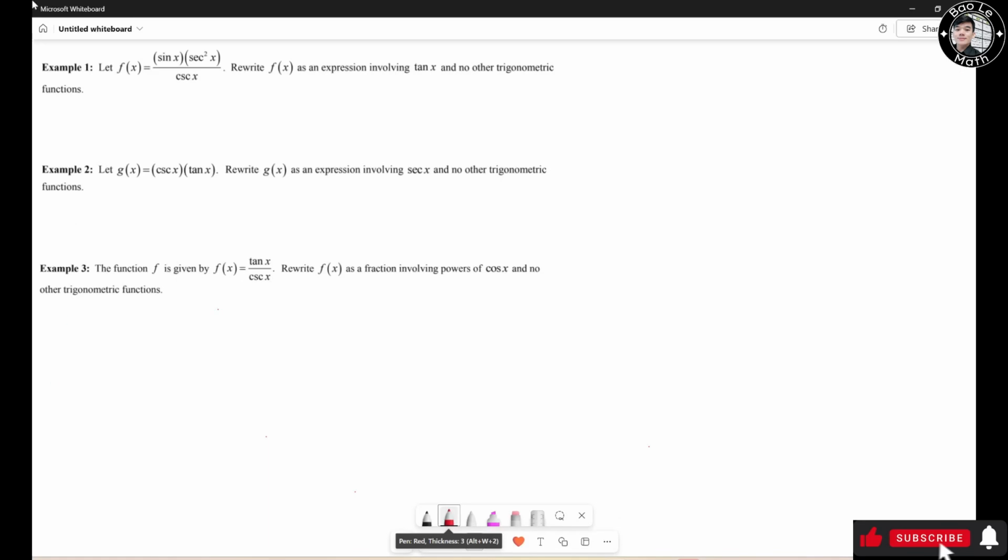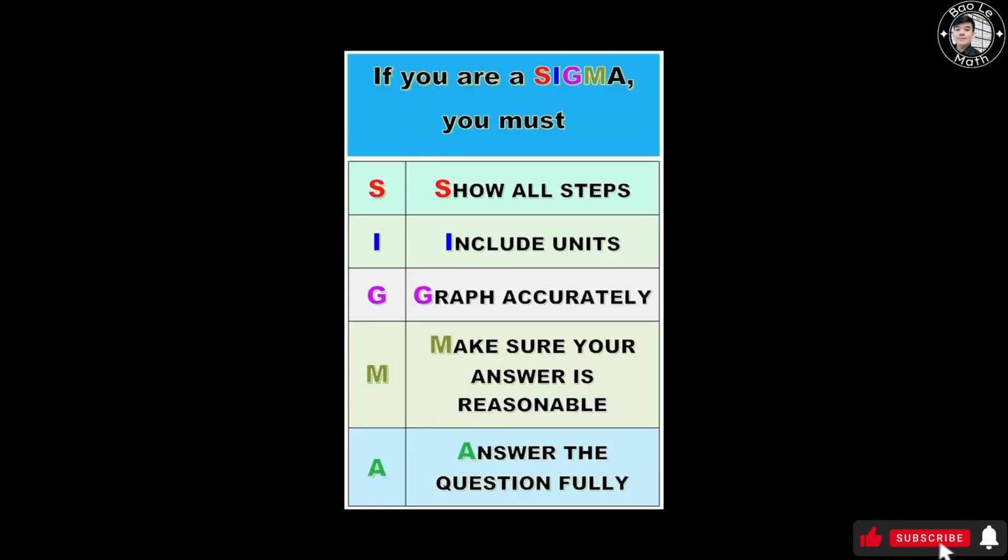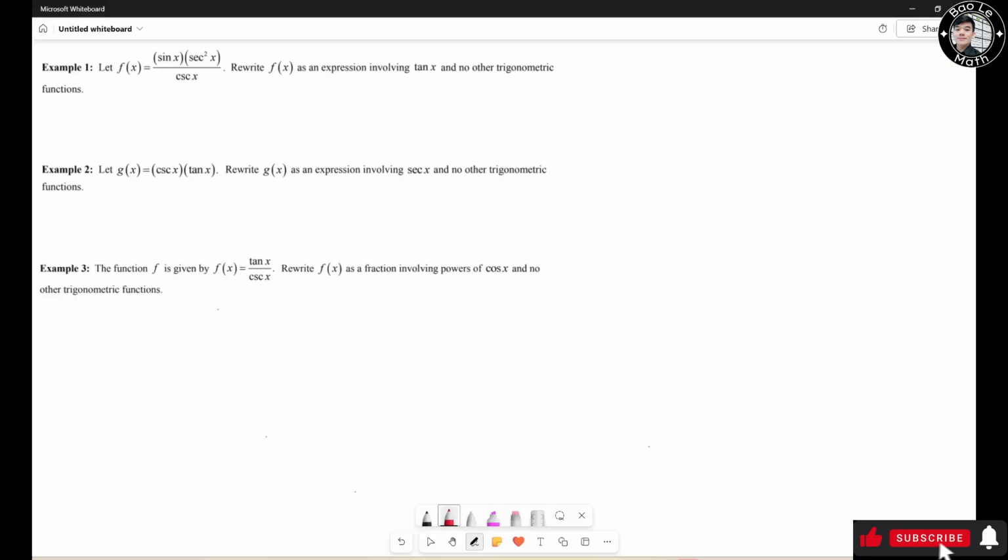Hello everyone, in this video we're going to learn how to use the trigonometric identities to prove other trigonometric identities. Alright, so let's take a look at the first example. We need to express this expression in terms of tangent s with no other trigonometric functions.